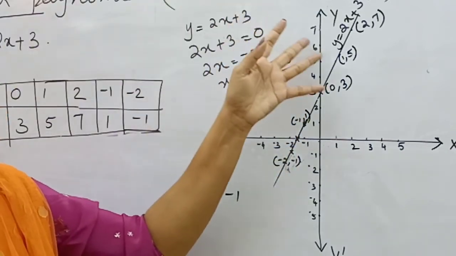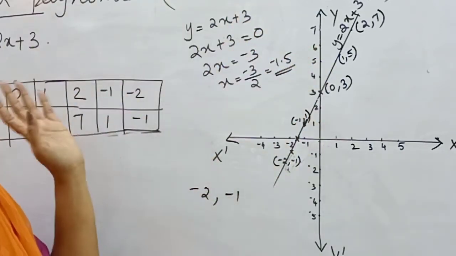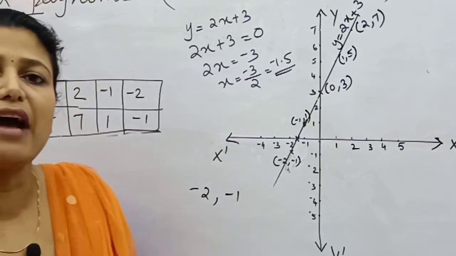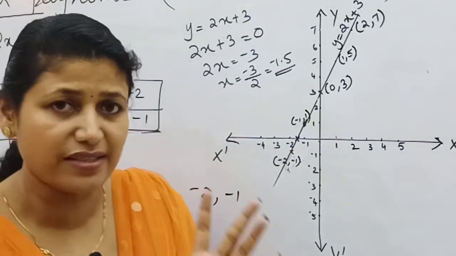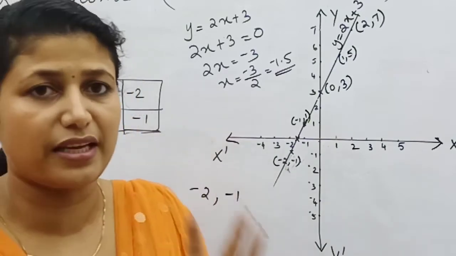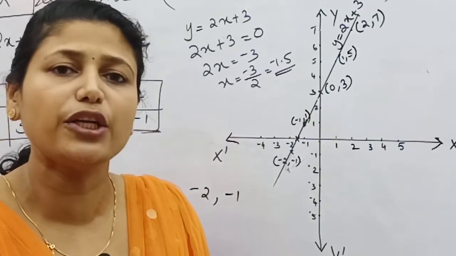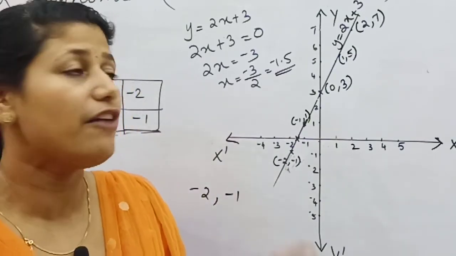So what is the geometrical meaning of this graph or the linear polynomial? A linear polynomial has only one solution, only one zero. And how can you find out that zero of the polynomial?